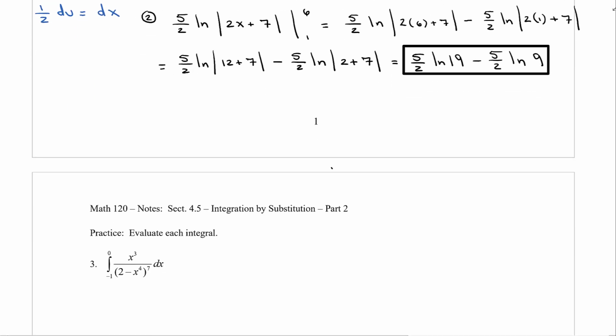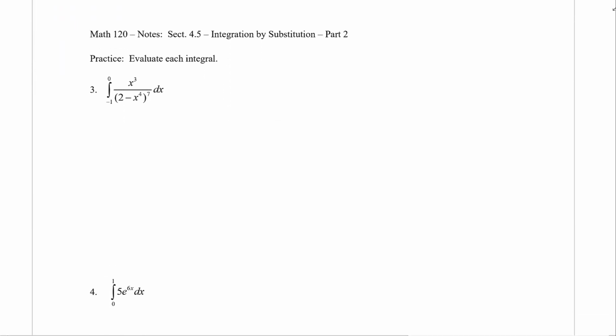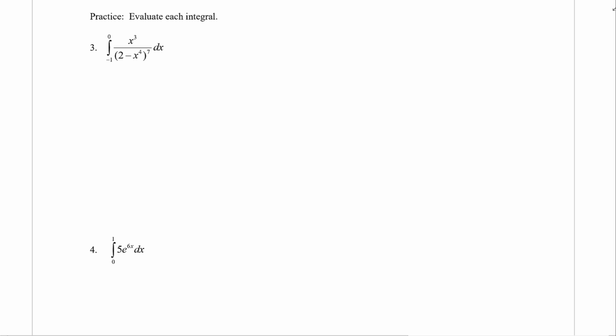Number 3, the integral from -1 to 0 of x cubed over, we're going to open up a set of parentheses, 2 minus x to the 4th, close the parentheses, raised to the 7th power, and then dx. I'm going to rewrite that so that what we have in the denominator is in the numerator with a negative exponent. So it's now going to say the integral of x cubed, open up a set of parentheses, 2 minus x to the 4th, close the parentheses, raised to the negative 7th power dx.